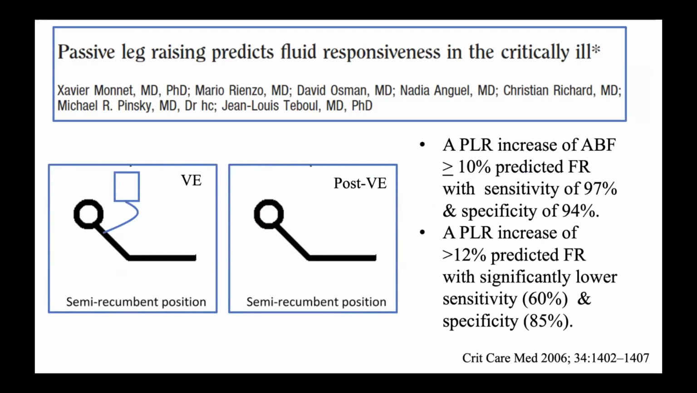Now, since we are talking about resource limited settings, where the measurement of aortic blood flow is not likely to be available, while describing this test, Professor Teboul and Professor Monnet said that a PLR-induced increase of greater than 12% in the pulse pressure, which signifies the increase in stroke volume, also predicted fluid responsiveness, but with lower sensitivity and specificity.